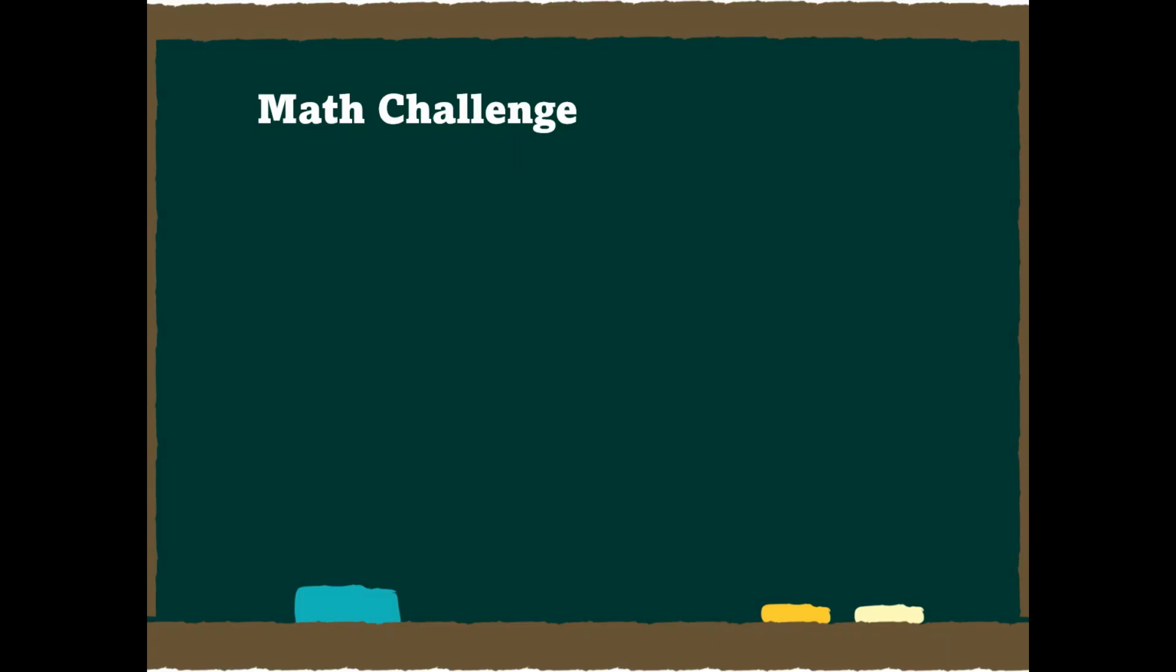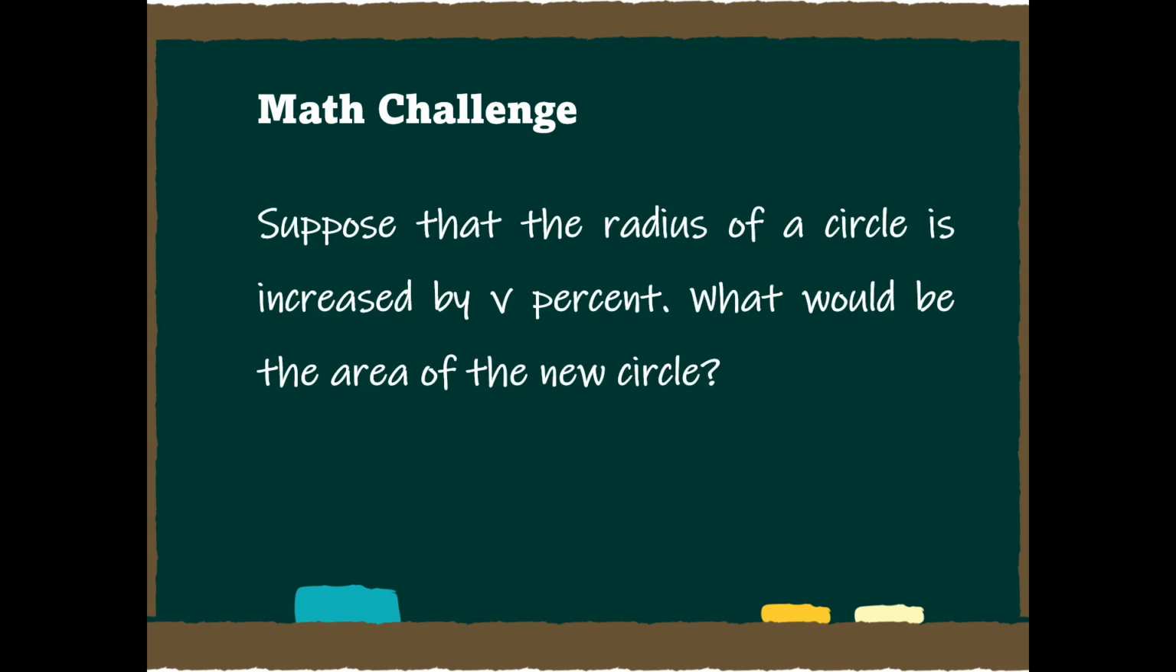We have here a math challenge. I posted this one in my FB account. Suppose that the radius of a circle is increased by v%. What would be the area of the new circle? Meaning to say, the larger circle. We say larger circle because the radius is increased.